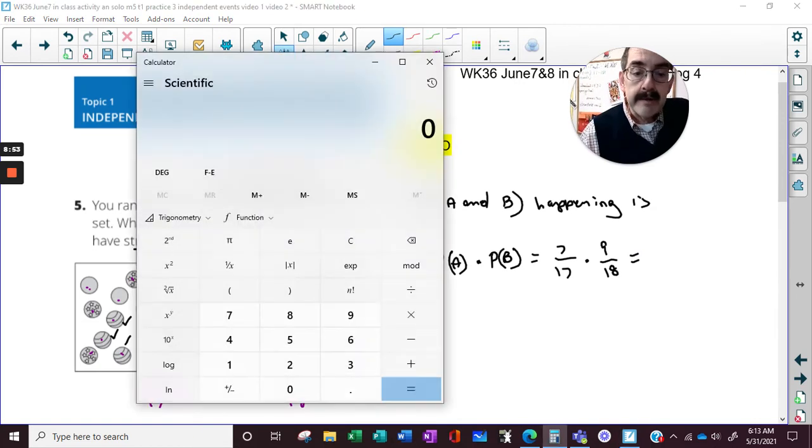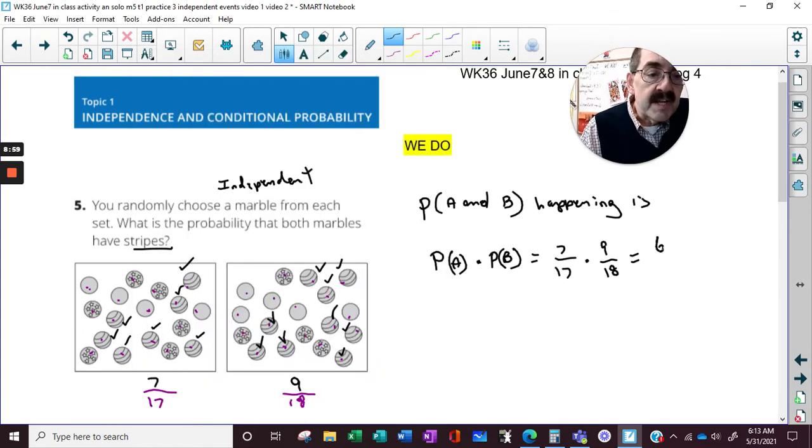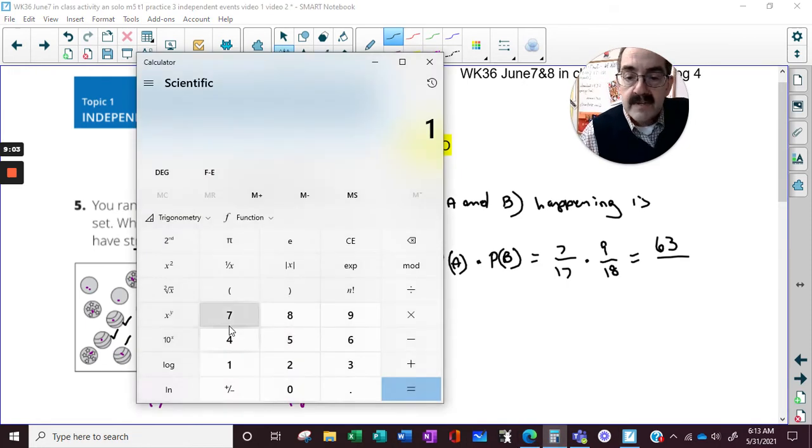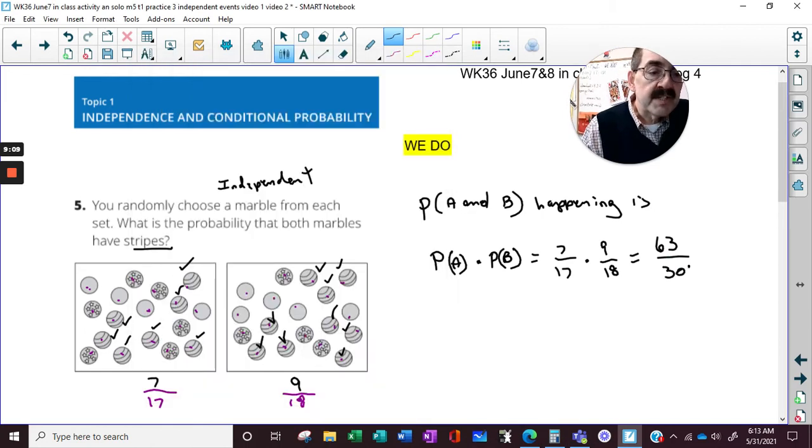Let's grab a calculator. 7 times 9, so we got 63 of these, and then we got the big number, 17 times 18, 306. Now it's up to you if you want to try to simplify that.